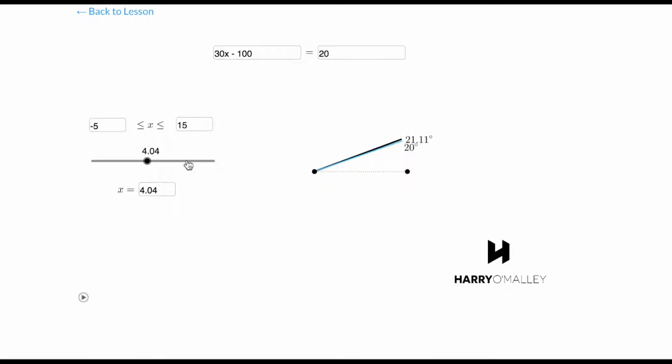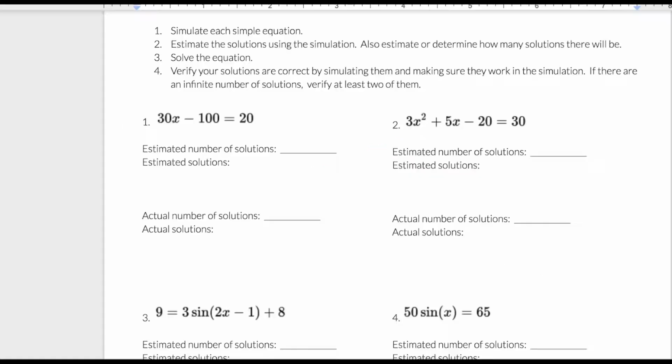And so my estimate, since this is a little bit more than 4, is going to be 4. 4 appears to be it. Okay, so this appears to be even more than an estimate, although this might be rounding. But nonetheless, we're going to go back to the worksheet, and we're going to put estimated number of solutions, 1. We believe there's only 1. And the estimated solution, x equals 4.